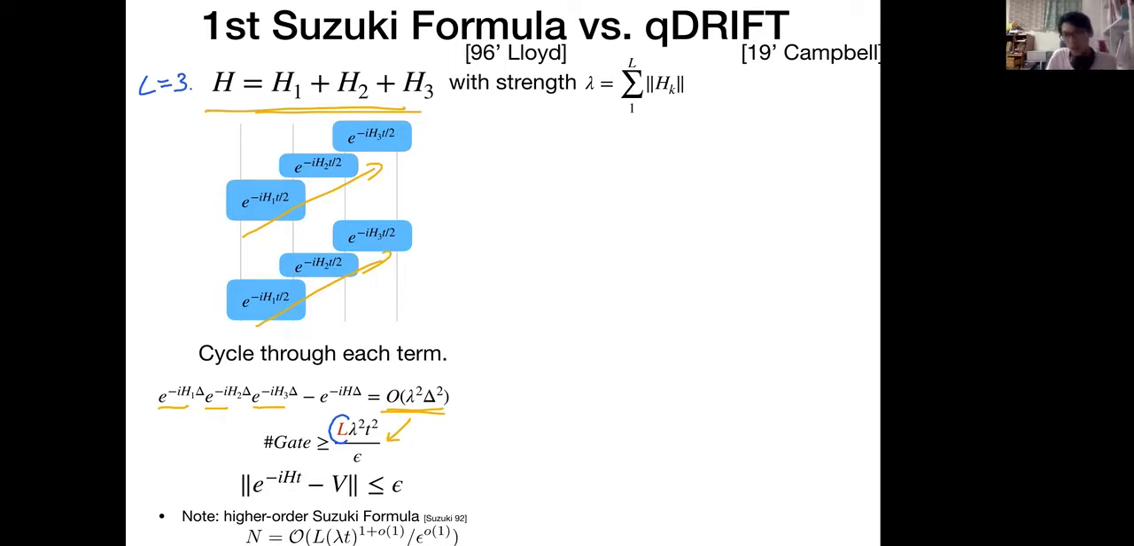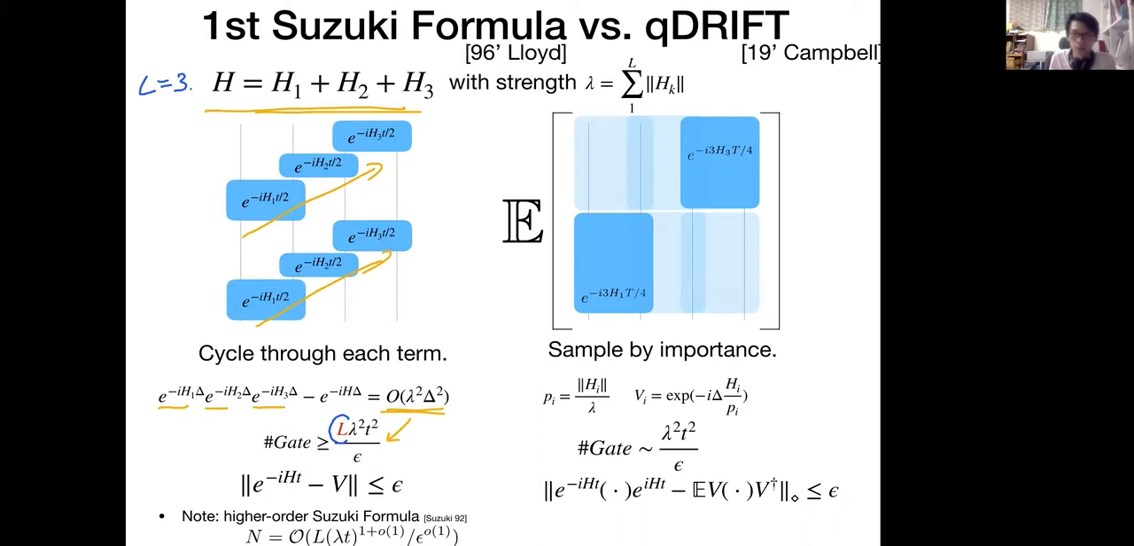In some sense, this curse of L dependence is the reason why people start thinking about randomization. And qDRIFT is invented so that it does not have an L dependence. So this is the gate count, very nice. And qDRIFT is a randomized algorithm, so it's a quantum channel, and it's going to sample each of these terms by importance.